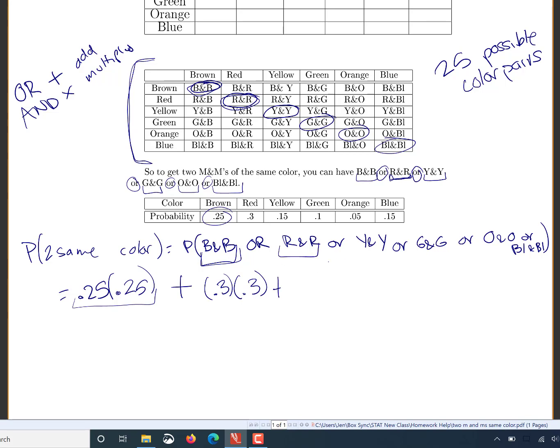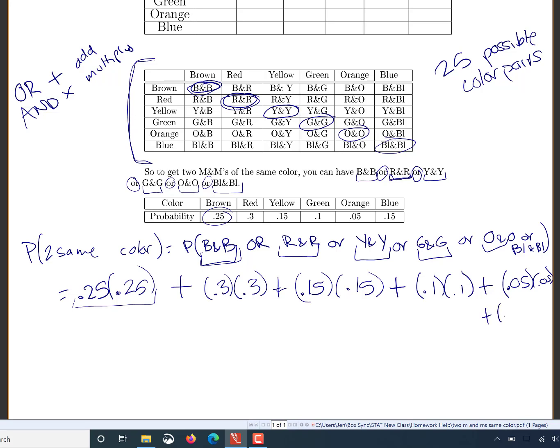So we did red and red, so I'll do a plus now for the or. Now we want yellow and yellow. So yellow is going to be 0.15, and we times because it's an and. We need them both to happen together. Or, we put another plus. Green and green, green is 0.1 times 0.1. For that other or, let's do another plus. Orange and orange, so that's going to be 0.05 times 0.05. Now plus for our last one, blue and blue of 0.15 times 0.15.